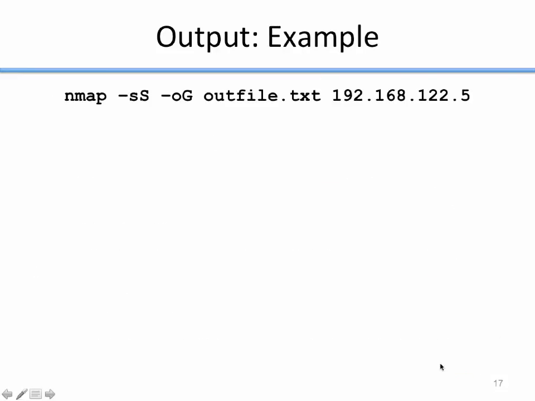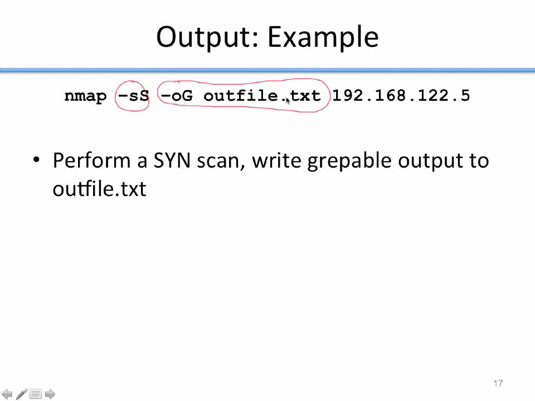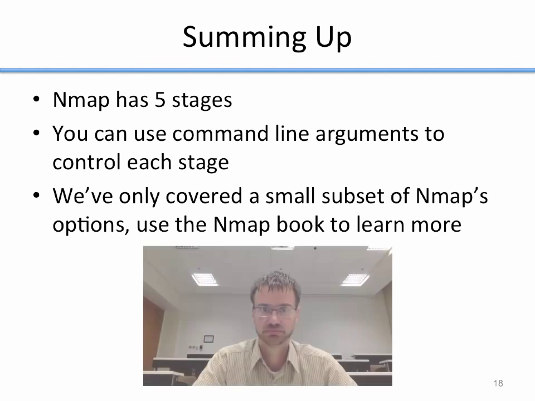So let's look at an example here. So I've specified, once again, the SYN scan. If you haven't noticed, I really like the SYN scan. And then I say, I also want to do a greppable output, and I want to put it into this file. You have to specify the output file when you use one of the options for the output. And so I specify -oG outfile.txt. And this is going to perform that SYN scan, and it's going to write greppable output into that file.